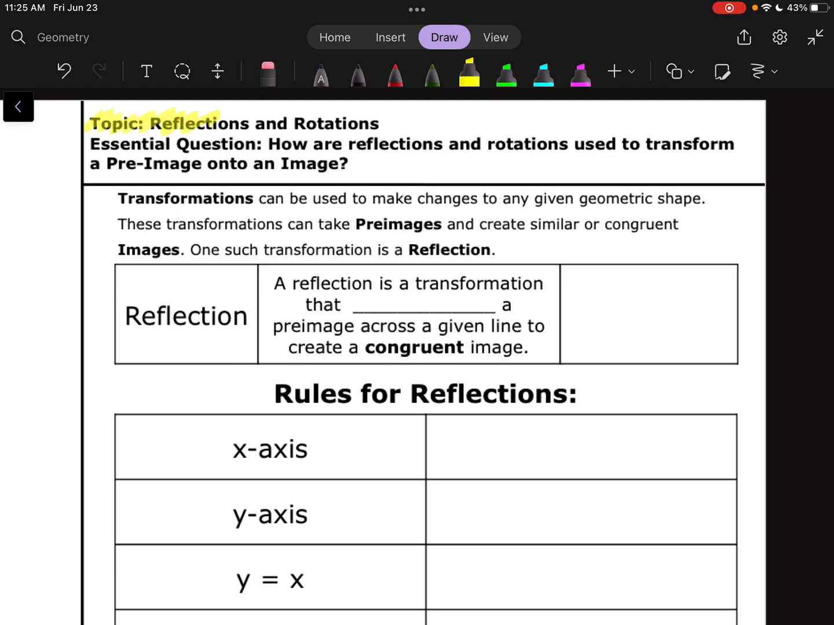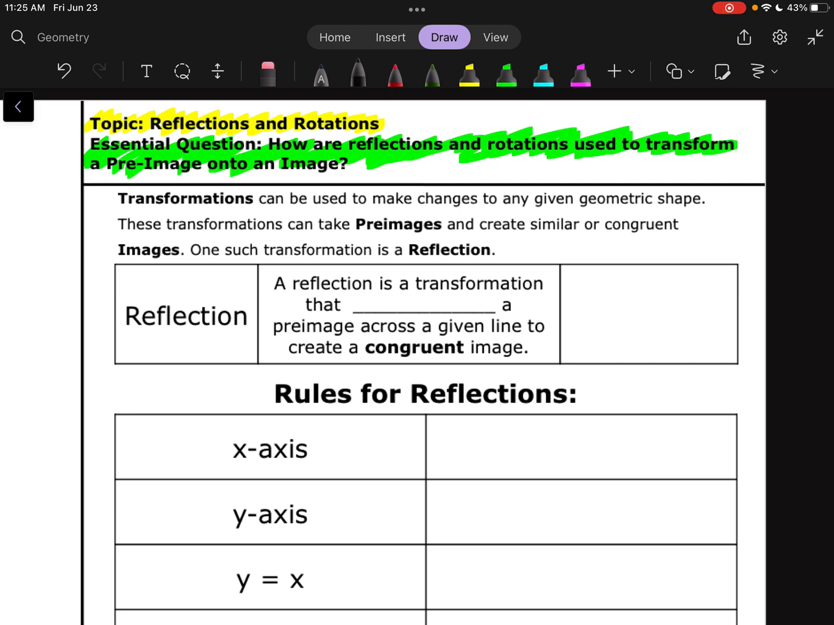Okay, topic for this video is going to be two more transformations, reflections and rotations. Our essential question is going to be, how are reflections and rotations used to transform a pre-image onto an image? All right, so transformations. Transformations, once again, can be used to make changes to any geometric shape. These transformations can take pre-images and create similar or congruent images.